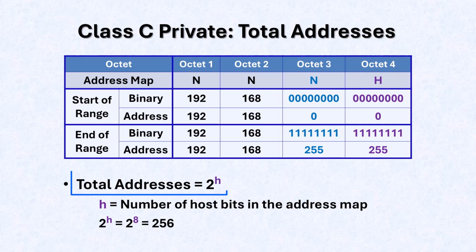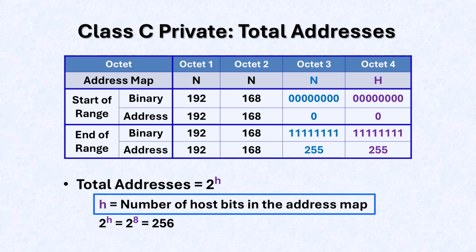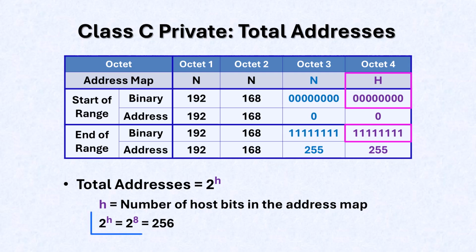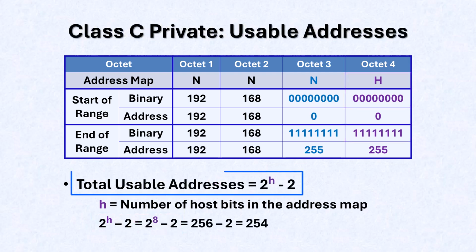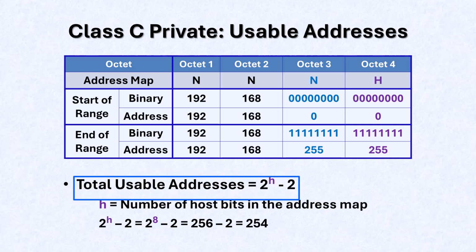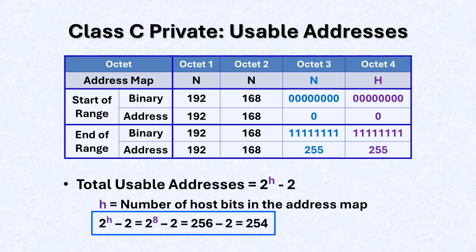The total number of addresses is 2 to the h, where h is the number of host bits in the address map. Since there are 8 host bits, we can have a total of 256 addresses in each network. For usable addresses, recall the formula 2 to the h minus 2. This means there are 254 usable addresses in each network.